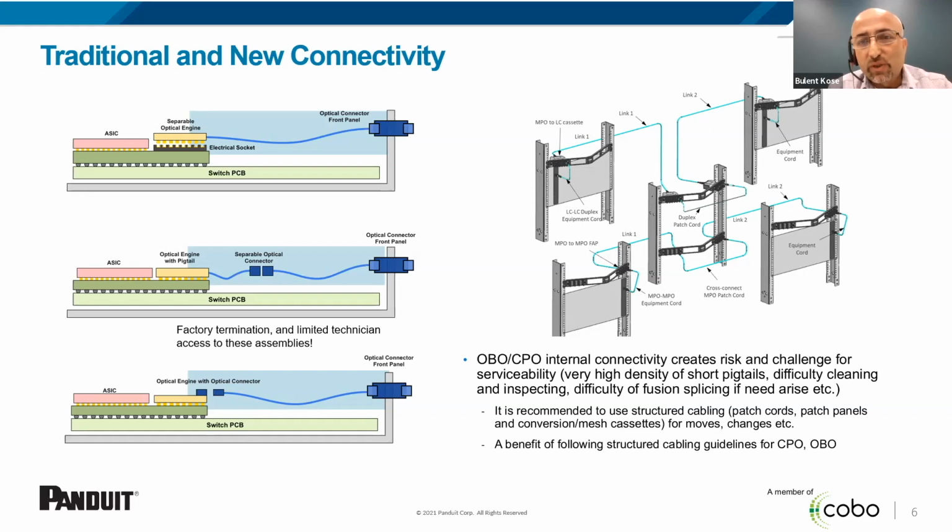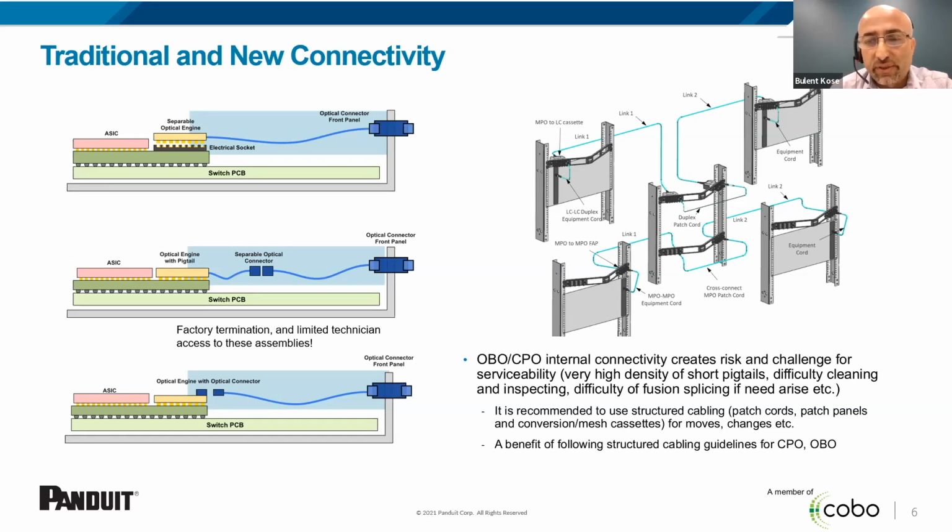So now I wanted to talk about how we take our structured cabling ideas and best practices and look at CPO and OBO from that perspective. On the left, I have three different cases that I show. This is for CPO connectivity, where you have a pigtail and a connector in the middle and a connector on the board. And then you have the optical plane where you would have your connectivity to the structured cabling. So OBO CPO internal connectivity creates a risk and challenge for serviceability: very high density of short pigtails, difficulty cleaning, inspecting, and difficulty of fusion splicing whenever there's a problem with these internal fibers.